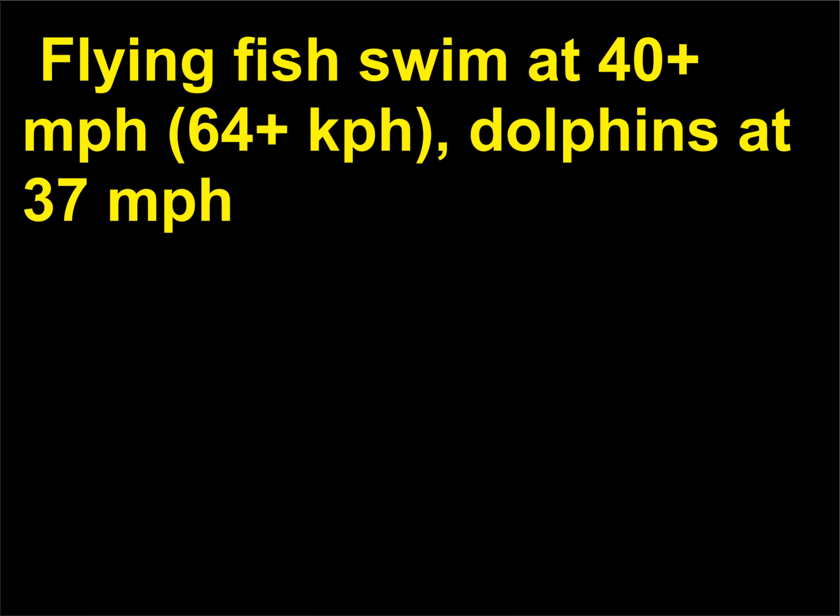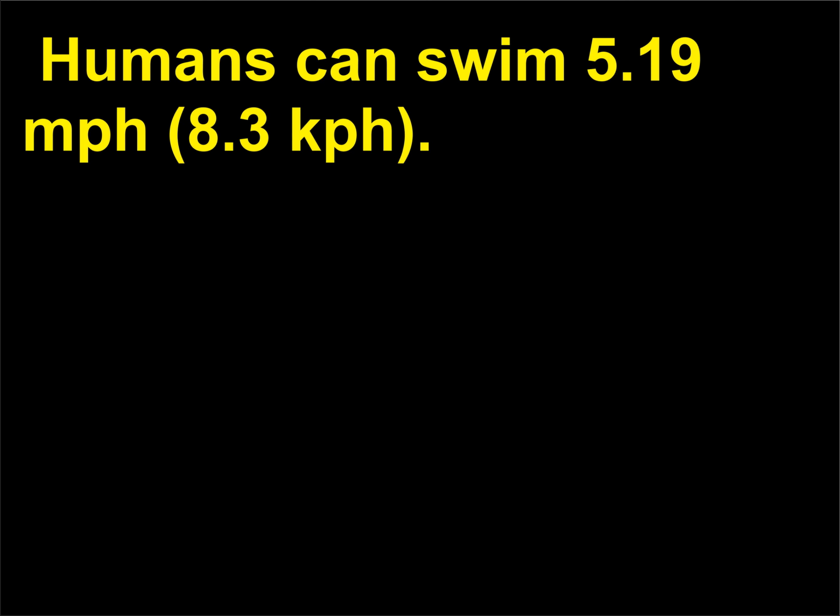Flying fish swim at 40 plus mph, 64 plus kilometers per hour, dolphins at 37 miles per hour, 60 kilometers per hour, trout at 15 miles per hour, 24 kilometers per hour, and blenny at 5 miles per hour, 8 kilometers per hour. Humans can swim 5.19 miles per hour, 8.3 kilometers per hour.